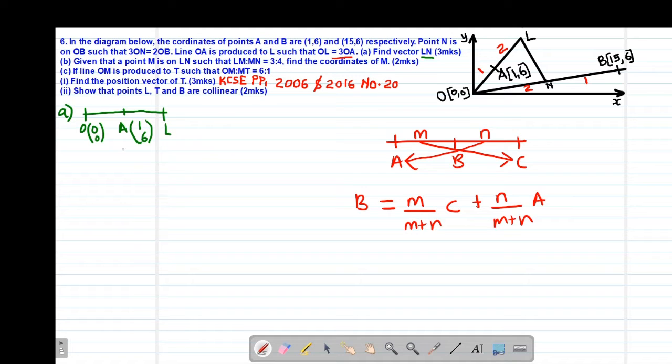So applying the same here, we are going to have the following. We already have the ratios for OA, which had a ratio of 1. Then AL had a ratio of 2.